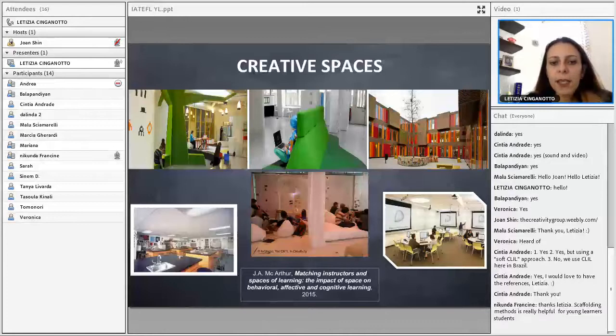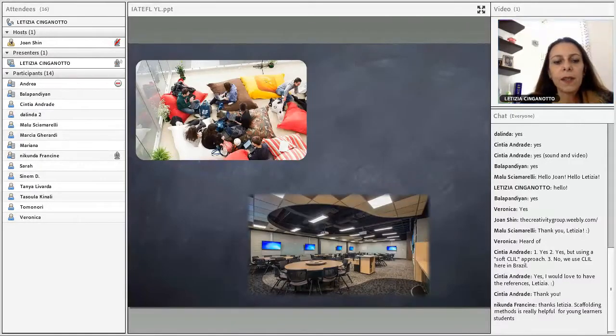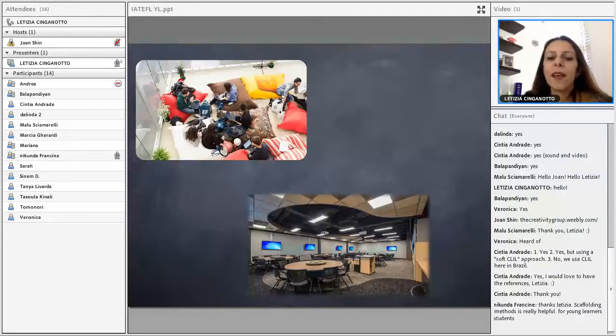As you can read here, Matching Structures and Spaces of Learning: the impact of space on behavioral, affective, and cognitive learning, which is the title of this book, and it's really about the importance of space from the holistic point of view on student development.